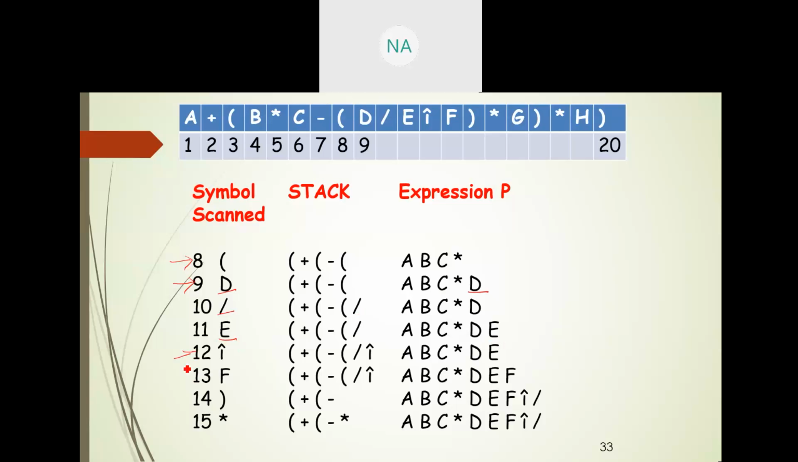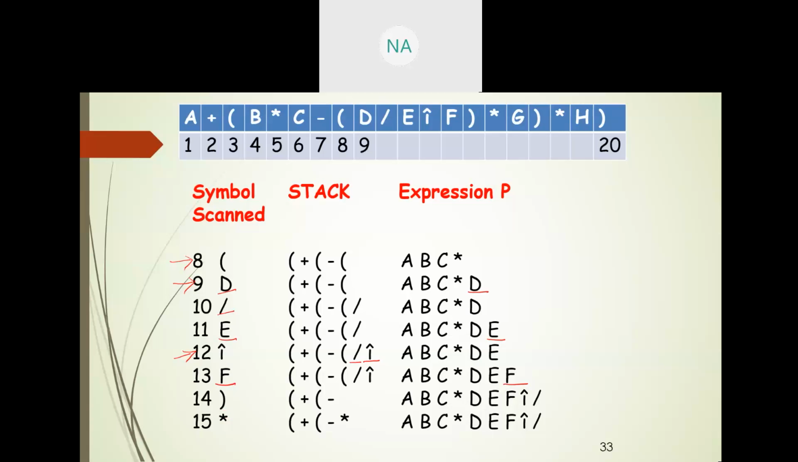Next is exponent operator. Now we have an operator at the top of the stack, which is division. But the precedence of division is lower than the precedence of the exponent. So nothing will be done in step 5A, and in step 5B we add exponent to the stack, right? Here division is not removed because its precedence is lower than exponent. Next symbol is F. Add F to P, operand.